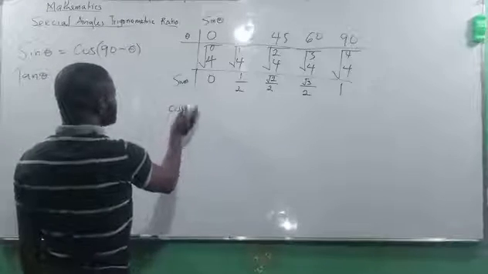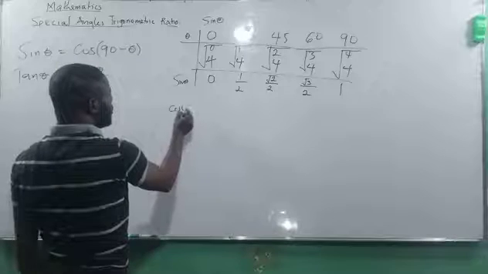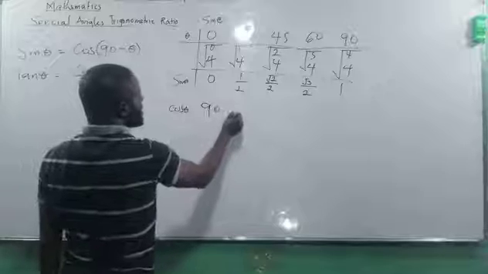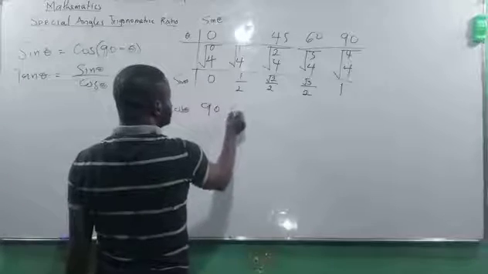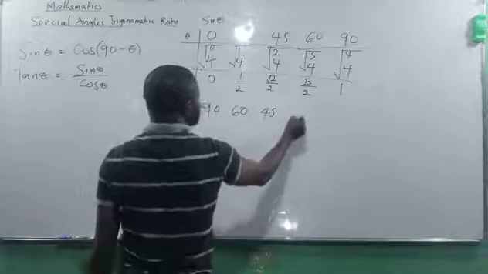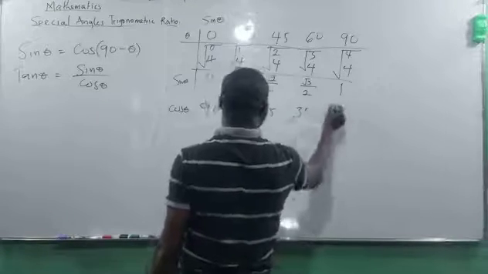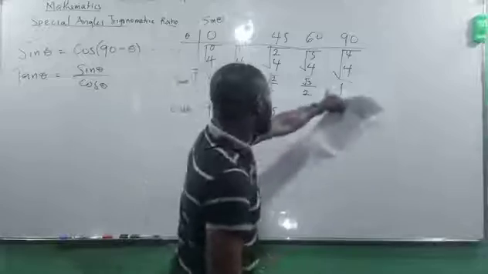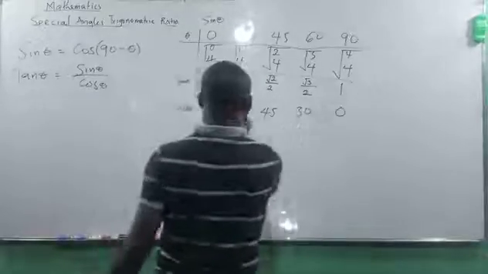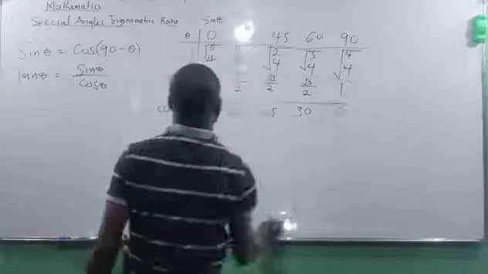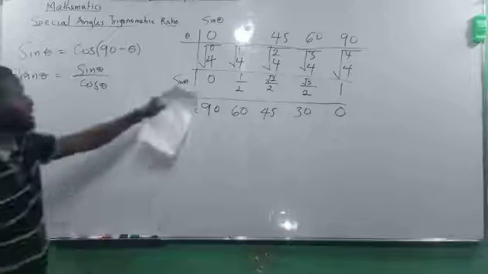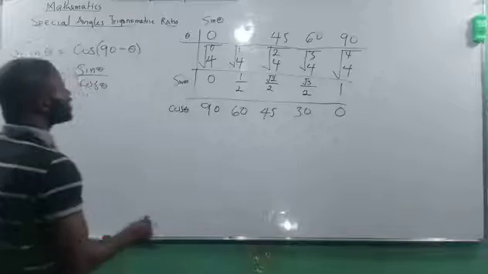My cos, we all know that cos theta will now be equal to, this one will be what? 90, 60, 45, 30, and 0. It means cos 0 is 1, cos 30 is this. Can you see that is what we are talking about here? Now, these are sine, this is cos. Can you see that is cos? Now, let me work on tan.